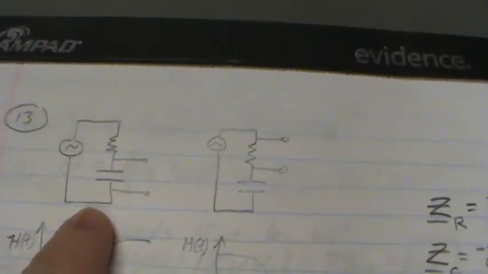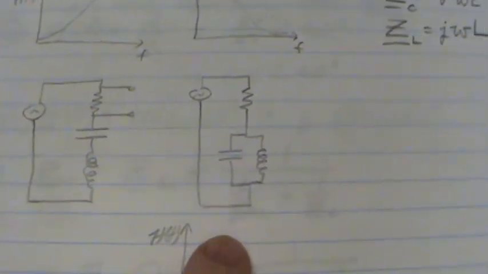It is asking us for low pass, high pass, band pass, and notch filter circuits. This is what they look like. This turns out to be a low pass circuit. This is a high pass circuit. This is a band pass, and this is a notch filter.